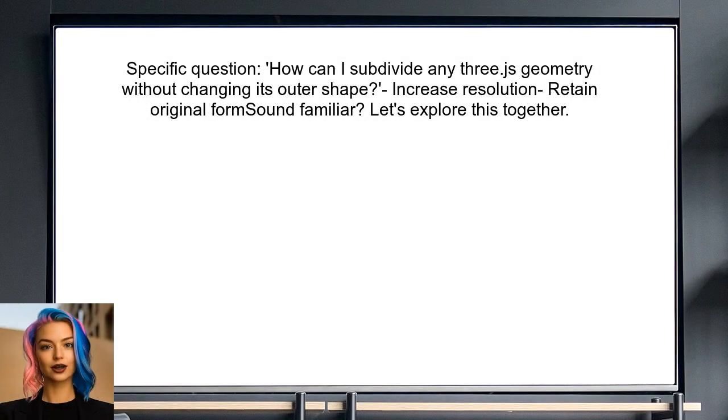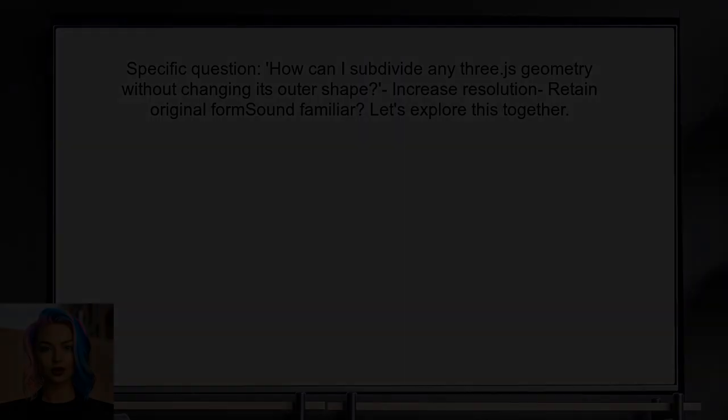Let's look at the specific question at hand. One user asked, how can I subdivide any Three.js geometry without changing its outer shape? They want to increase the resolution of their geometry while keeping the original form. Sound familiar? Let's explore this together.